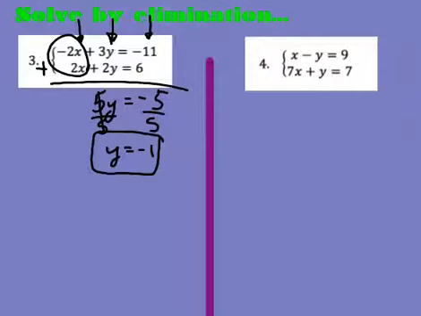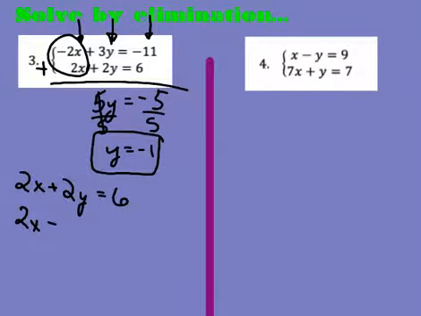Let's substitute it back in. 2x plus 2y equals 6. So I'm just picking one. I usually pick one without negatives. That's just my rule of thumb. I don't like negatives. You never pick ones with fractions either.